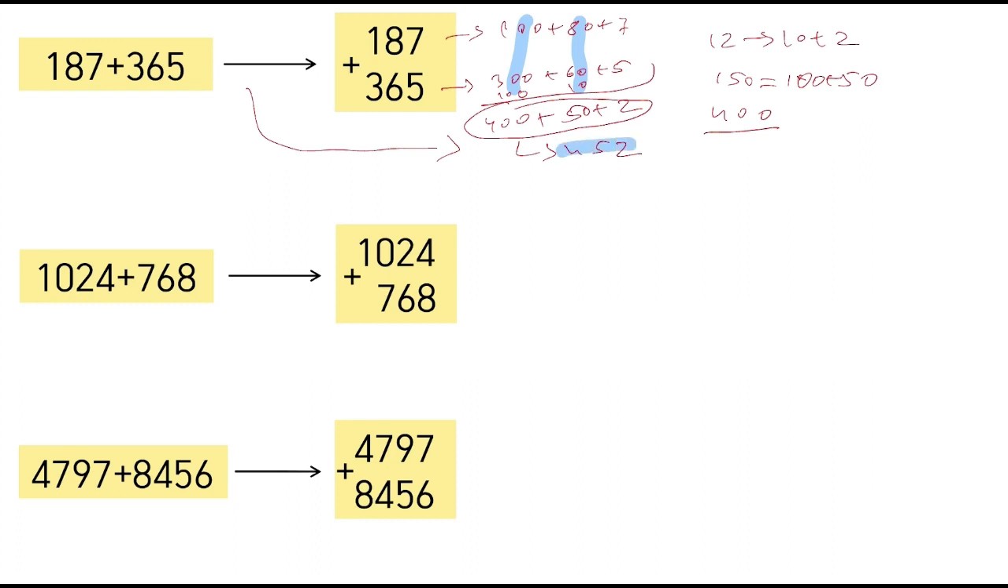Let's look at this one. It has 4 digits. 1000 plus, its hundreds place is 0, so we are writing 0 here. Tens place is 20, units place is 4.